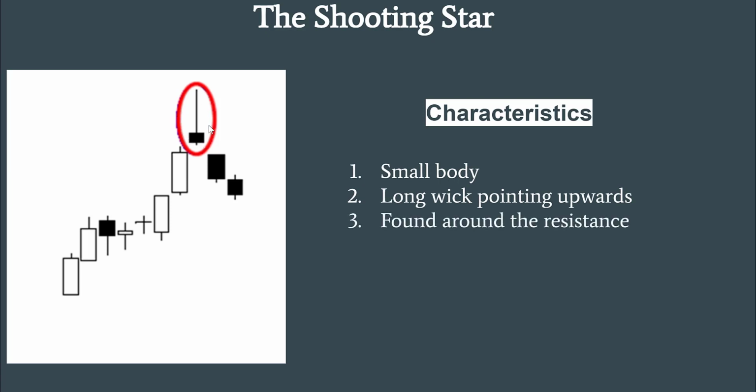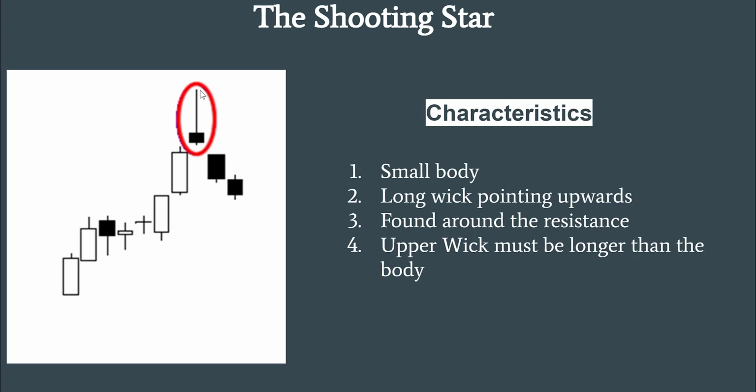Then it's found around a resistance area. Okay, so resistance area is simply a place where the price rejects on a bullish trend. Like you can see, the price has been pushing up, it got to this point, and what happened? There was a rejection. So that gives birth to what we call a resistance area. So this shooting star is usually found around a resistance area. Okay, so you have to take note of that.